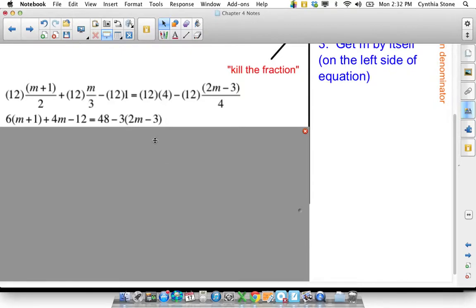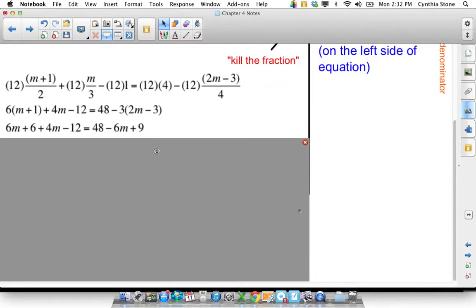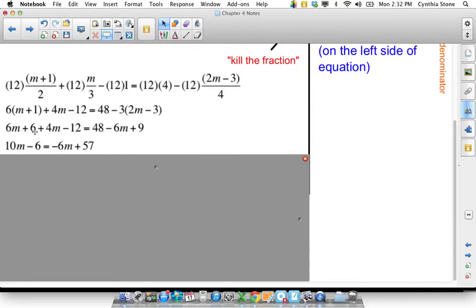So now we're going to apply distributive property and expand this expression, get rid of the brackets. So 6m plus 6, right? 6 times m, 6 times 1, plus 4m minus 12. None of that changes. And same thing over here. 48, okay, so I have minus 3 times 2, so minus 6m. Minus 3 times minus 3 is plus 9. And I'm going to just keep collecting all my terms. 6 plus 4m is 10m. 6 plus 6 minus 12 is minus 6. I put this so I have the minus 6m first, and then I have 48 plus 9 is 57 over at the end.